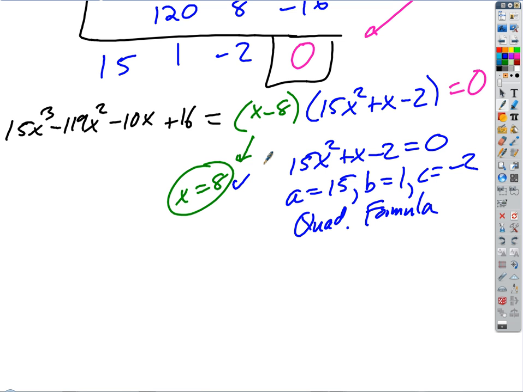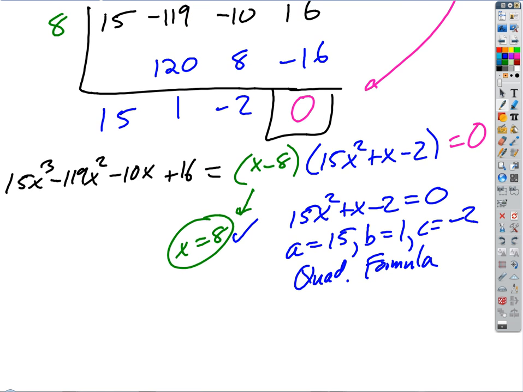Do you see the values of a, b, and c somewhere else? The 15, 1, and negative 2? Yeah, we do. Look right here.